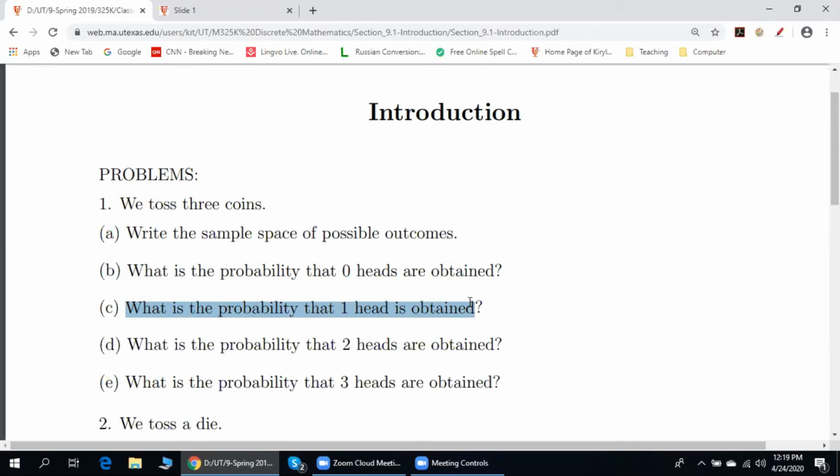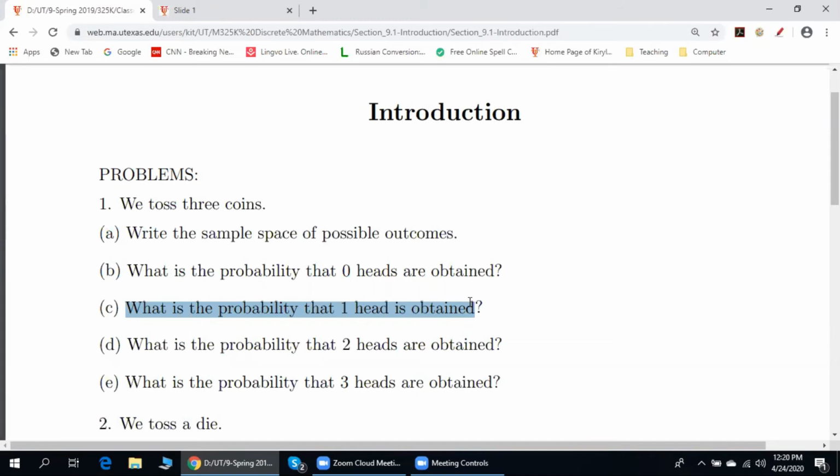Anybody else? What is the probability that one head is obtained? 3/8. Absolutely. The event consists of 3 elements: T, T, H, T, H, T, and H, T, T. So top is 3, bottom as before, 8, so 3/8. What is the probability that 2 heads are obtained? Anybody? 3/8 again. Because 2 heads means H, H, T, H, T, H, and T, H, H.